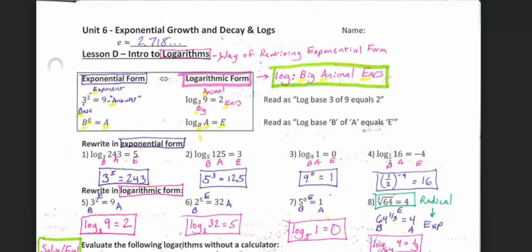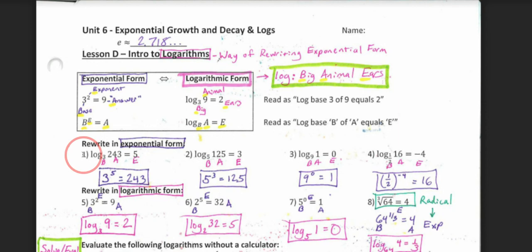Now, how we actually read these expressions, I have written to the right. This one is read as log base 3 of 9 equals 2. So I would practice reading this as you're looking at this expression on the left. Log base 3 of 9 equals 2, or log base B of A equals E. And that's going to help us as we start working through these problems, is how do we read the form and how do we pick apart those pieces.